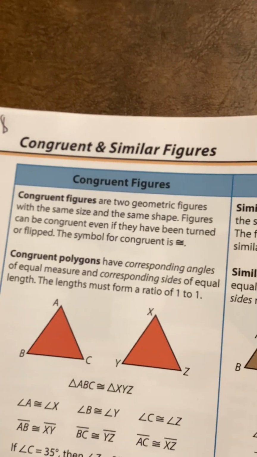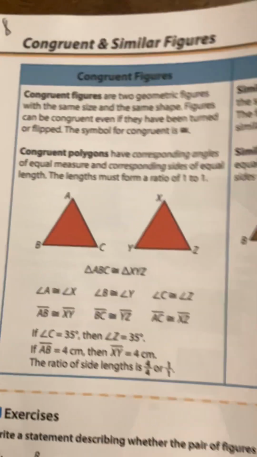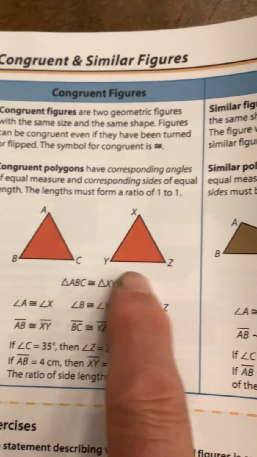Congruent and similar figures, chapter 6, section 8. So congruent means they're exact copies.